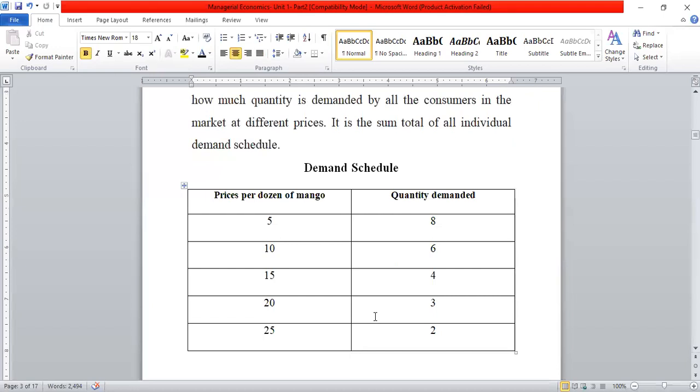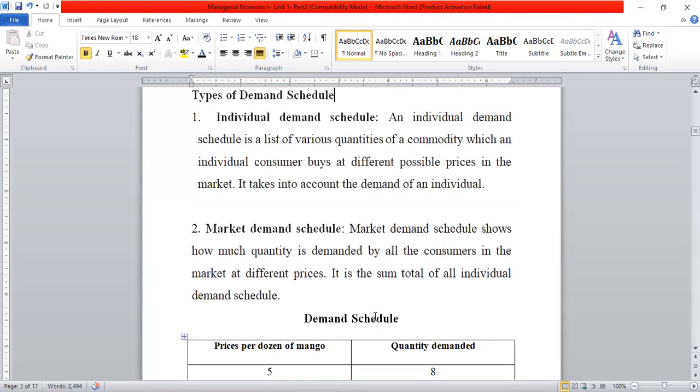So that means there is an inverse relationship between the price and the quantity demanded of a product. And this is the law of demand, and it can be shown through a schedule or table that's called a demand schedule. And we can divide the demand schedule into two types: individual demand schedule and market demand schedule.